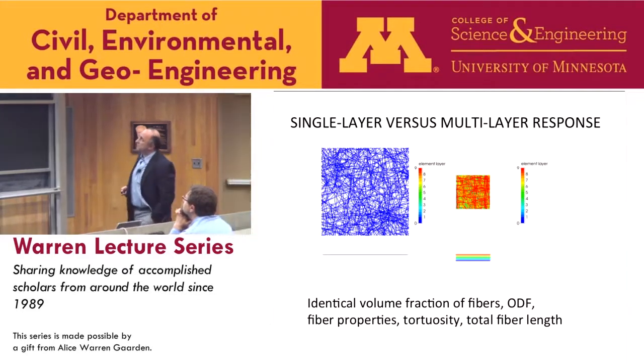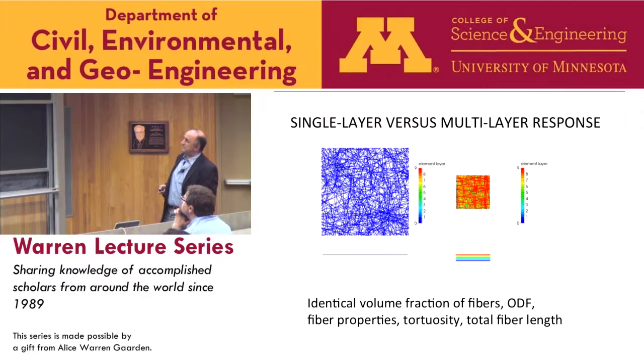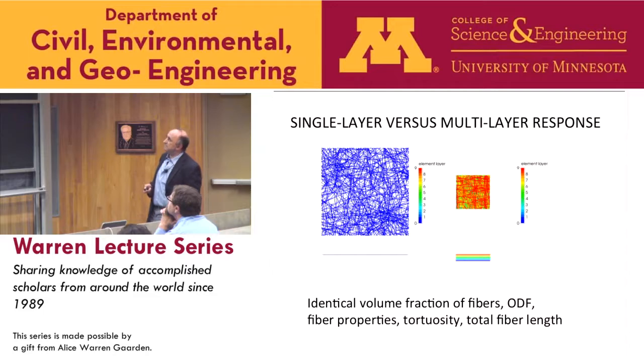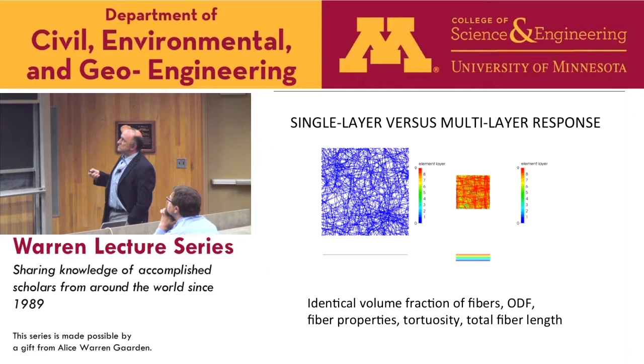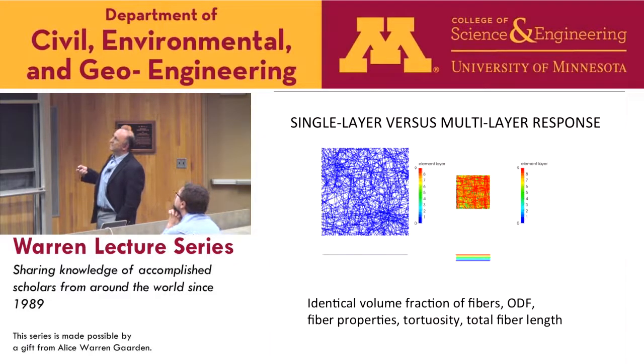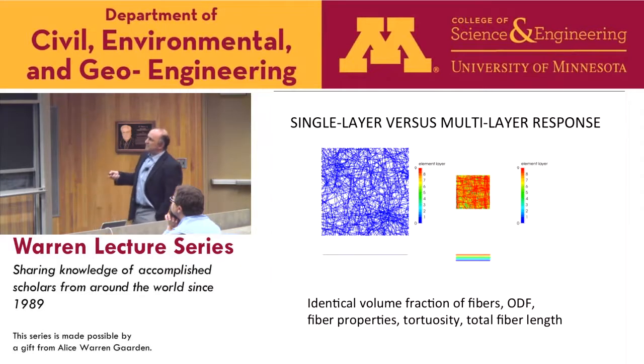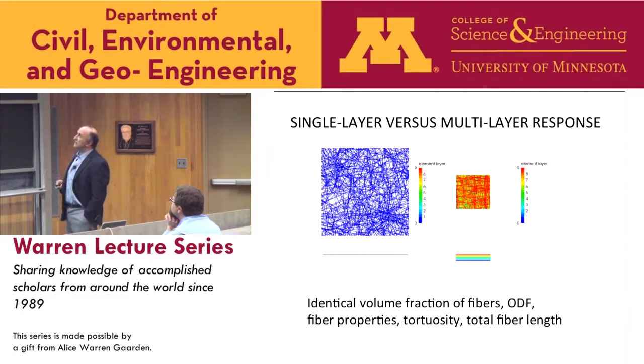Single layer versus multi-layer response. Okay, so here we go. A single layer. Then what we did, we put together 10 layers. And in these two cases, we kept the same volume fraction, ODF, fiber properties, and total fiber lengths. That's why this guy is a bit smaller. This is about 200, and this is about 65. And that's what will give me 65 squared times 10, roughly 200 squared. That's where these ratios are.